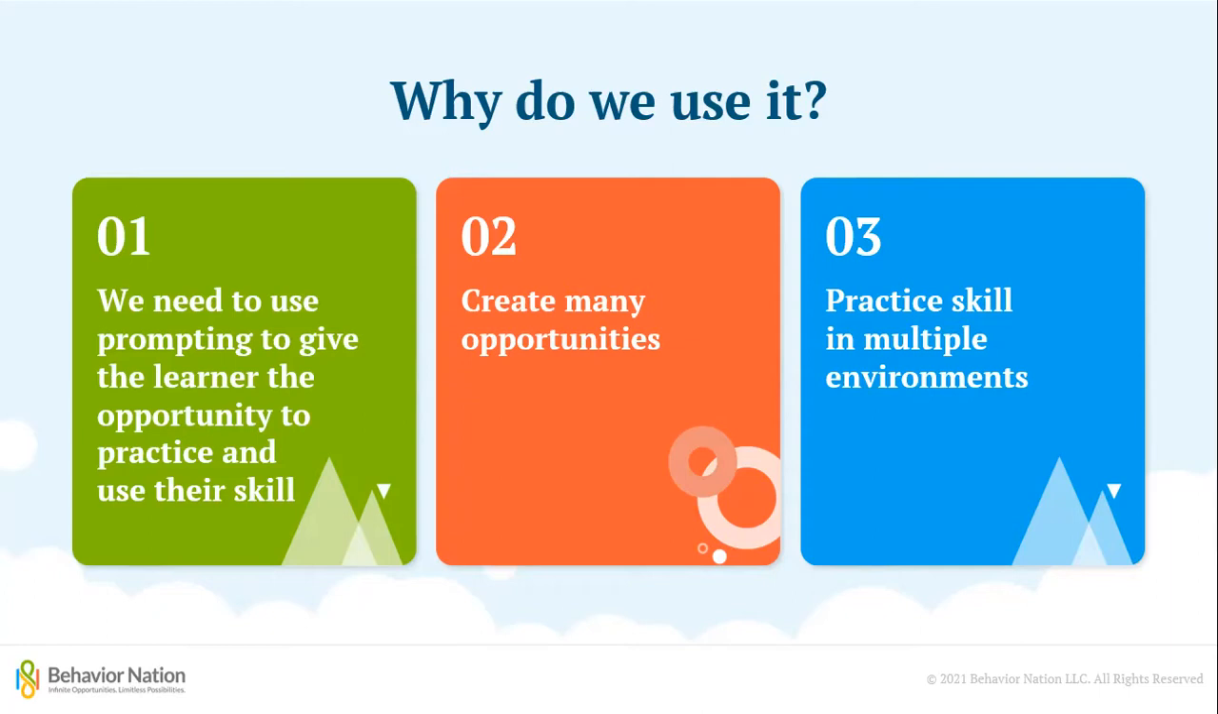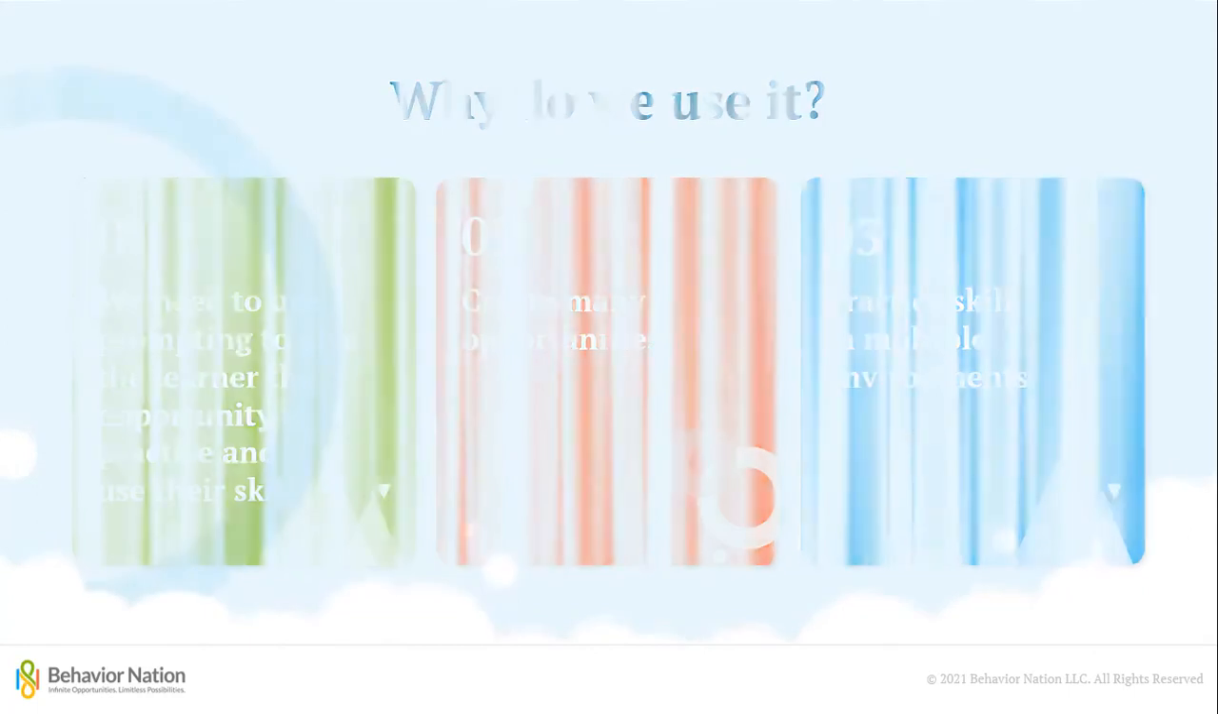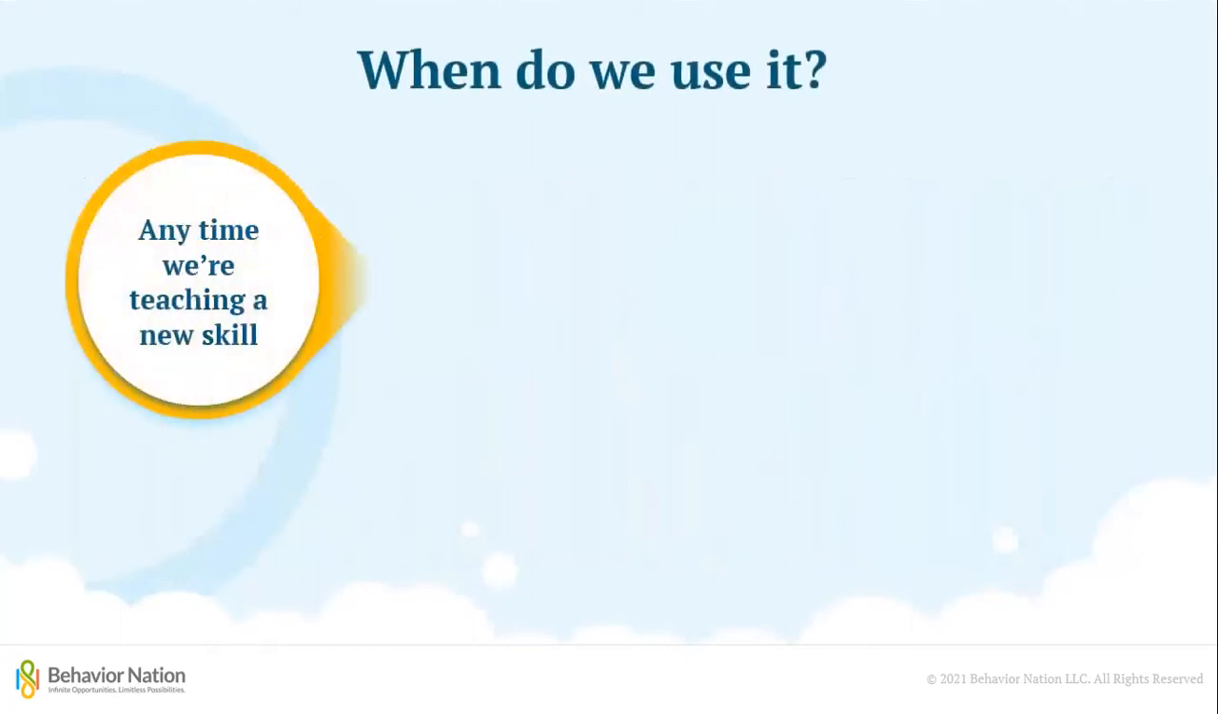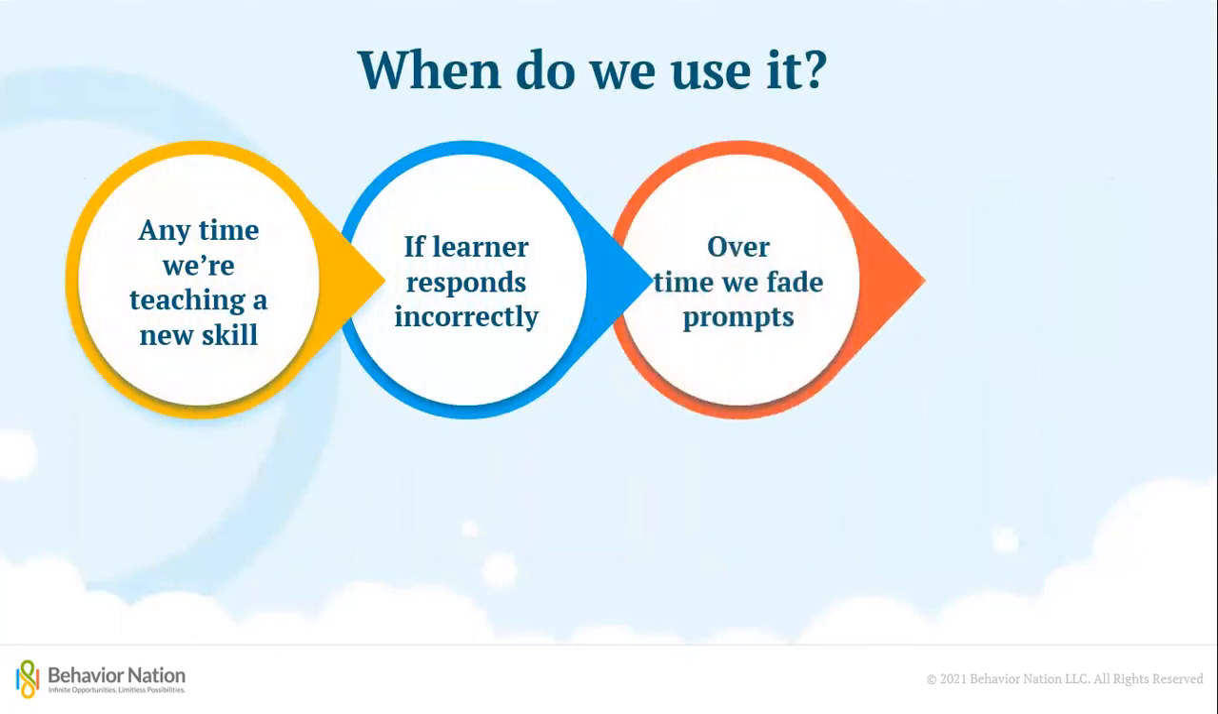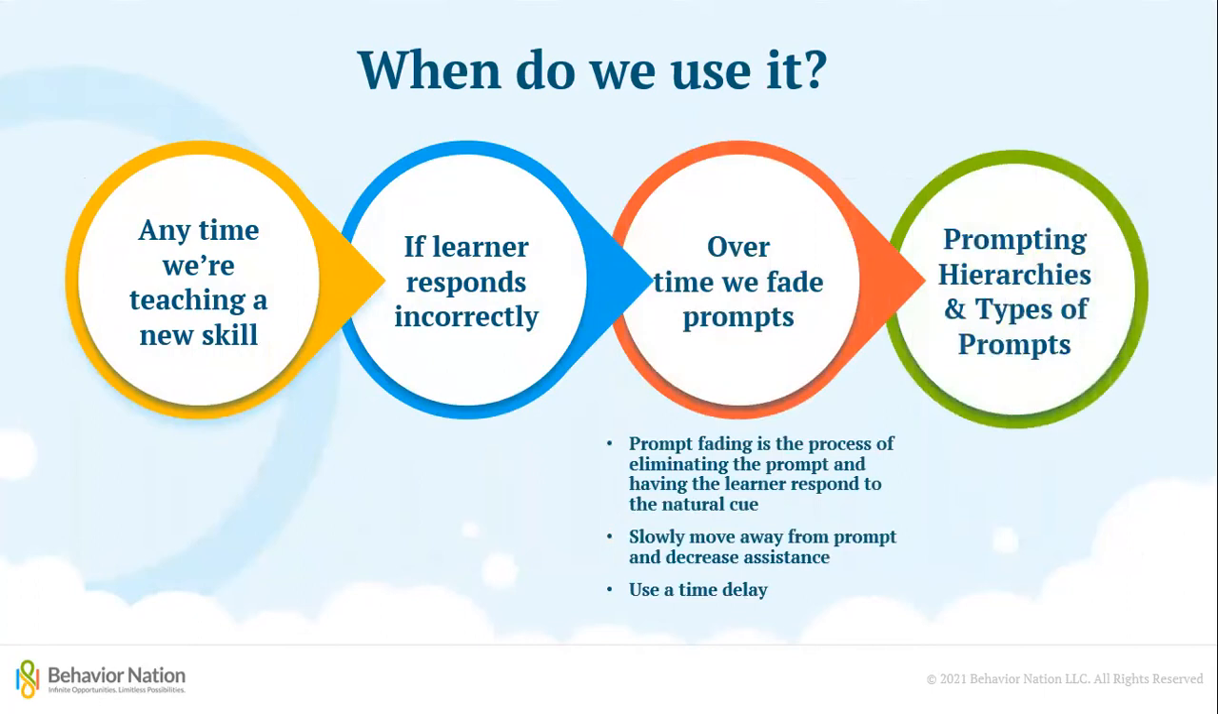Now that we understand why we use it, let's talk about when we use it. We can use prompting anytime we teach a new skill. This ensures that the client will be successful when learning and have access to reinforcement, which strengthens the skill we are teaching. We can also use prompting if the learner responds incorrectly. For example, if the learner is directed to touch red and they touch blue, we can gesture for them to touch red to ensure they do it correctly.